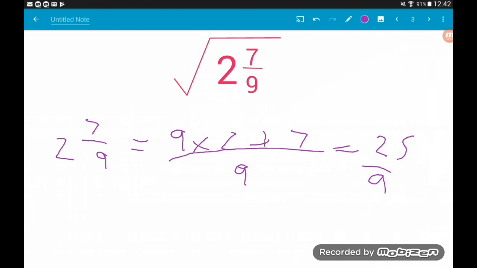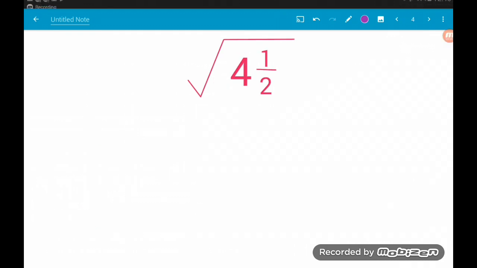So the square root of 2 and 7/9 is exactly the same then as the square root of 25 over 9. And then again, we're square rooting a whole fraction, so we simply square root the top and square root the bottom. So the square root of 25 is 5, and the square root of 9 is 3. So the square root of 2 and 7/9 can actually just be written as 5 over 3. Job's a good one.